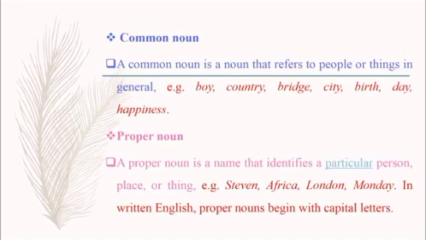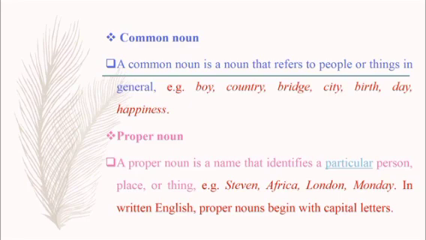First, let's see about common noun. A common noun is a noun that refers to people or things in general. Examples: boy, country, bridge, city, birth, day, happiness.